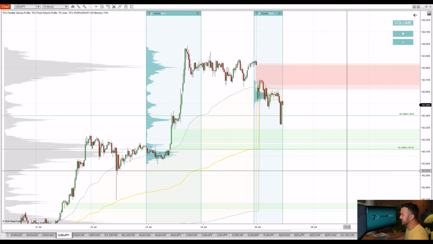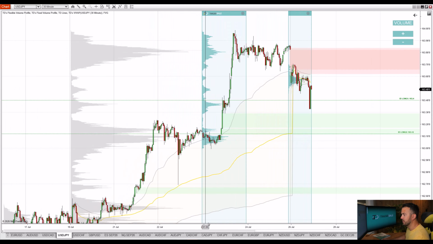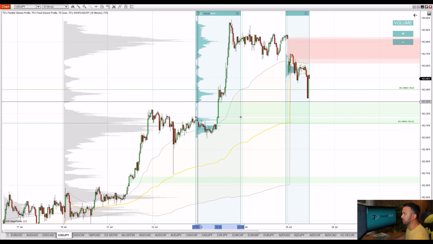Now regarding the second long level that I want to show you here, this one hasn't been tested yet, so it's still good to go. It is this long at 163.12. Now let me show you what the reasoning behind this level was. I need to move the flexible profile a bit.